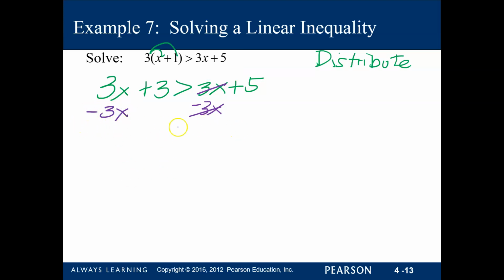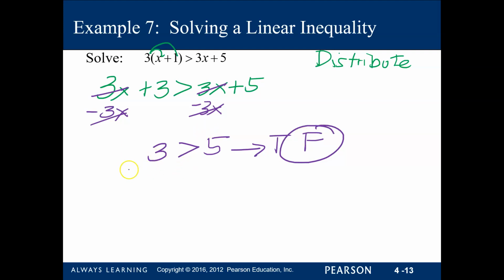Now, as you can see, the 3x over here will also get canceled. That's going to be a 0. And now you are down with 3 is greater than 5. Now, is this statement true or false? Is 3 greater than 5? No, this is false. And so if the statement that you get is false, it means there is no solution.